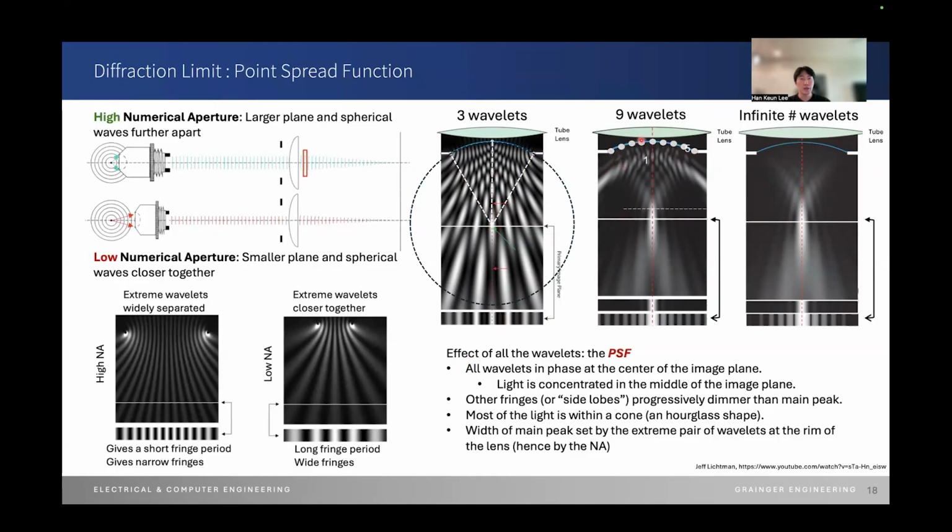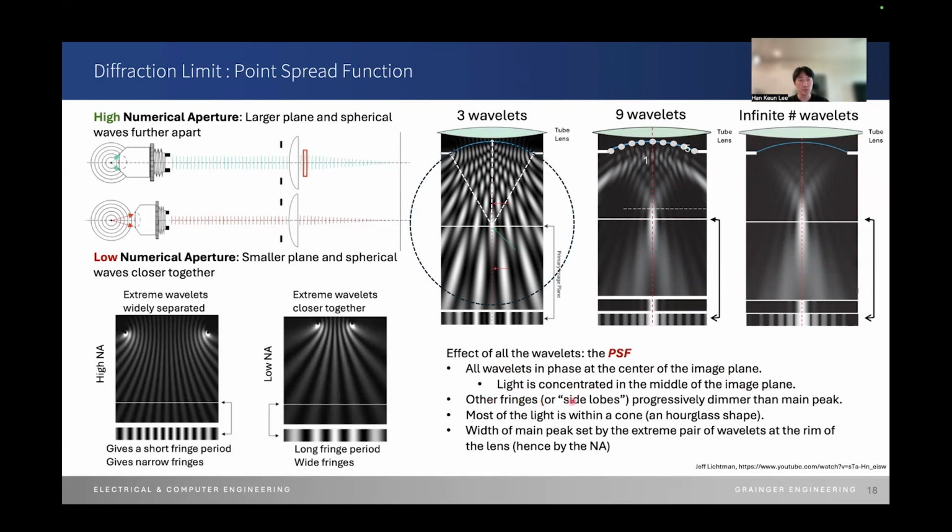And then if you start adding more wavelets, we can see now that the light is being collected at the center of the image plane even more. And then when we add an infinite number of wavelets, now we clearly see that all lights are being focused on the center of the image plane. So all wavelets in phase are at the center of the image plane. Light is concentrated in the middle of the image plane.